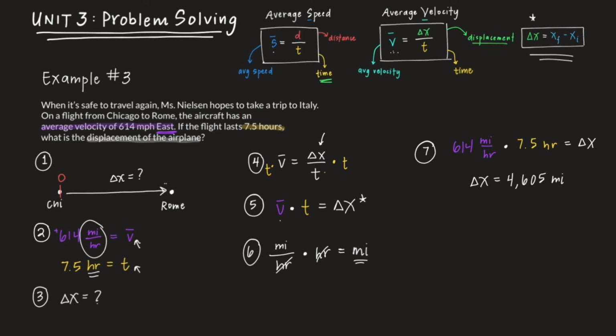And again, this displacement is positive because it's in the positive direction. We know this displacement is facing east, okay? Because Rome is to the east of Chicago. So our displacement is 4,605 miles east. And that's that. So those are our example problems.